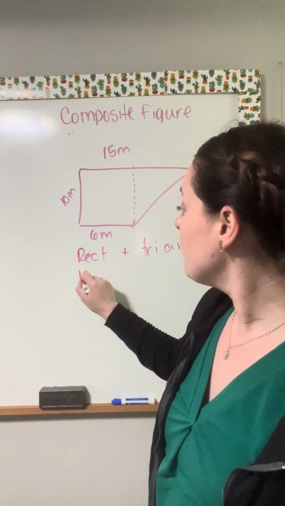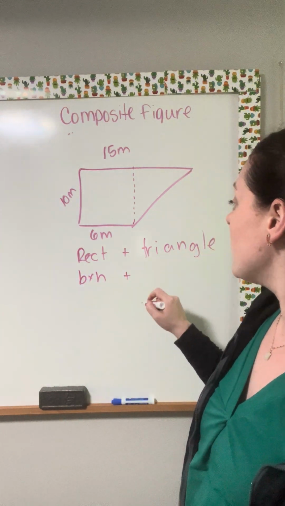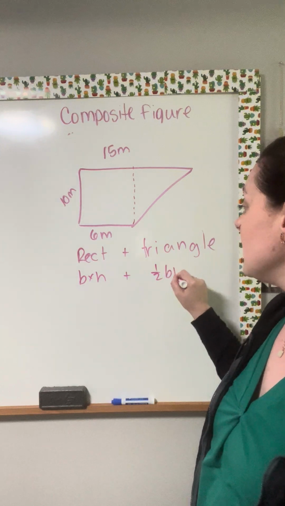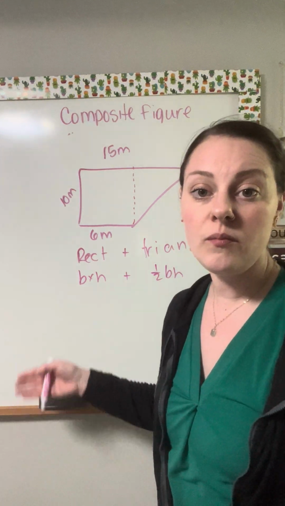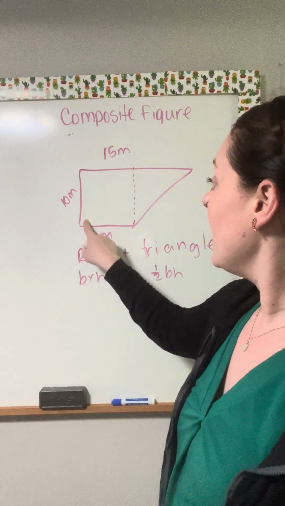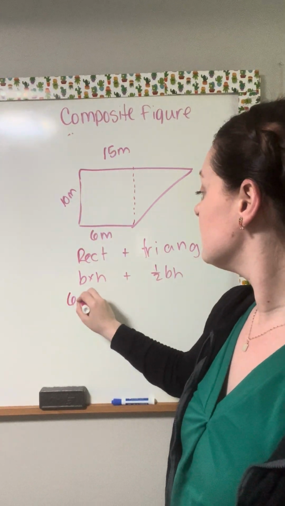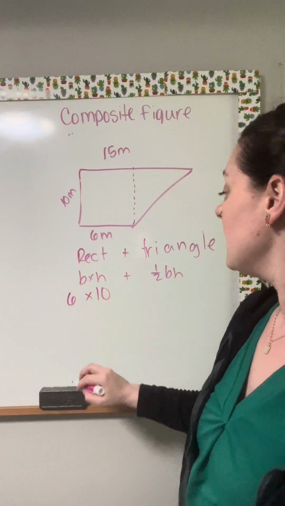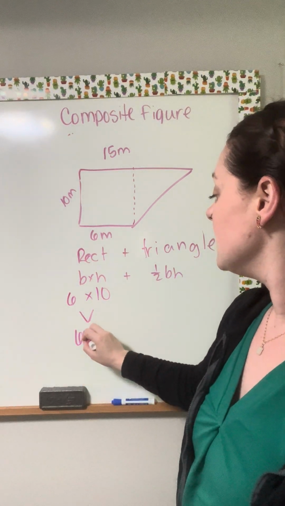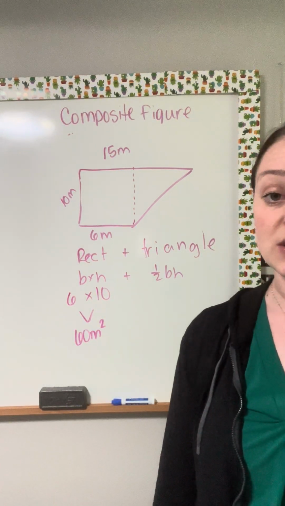So I'm just going to write my formula, base times height, plus my triangle formula, which is half of the base times height. And then I plug in. So my rectangle, I have 6 times 10, and that is 60. And in area, it's always measurement squared.